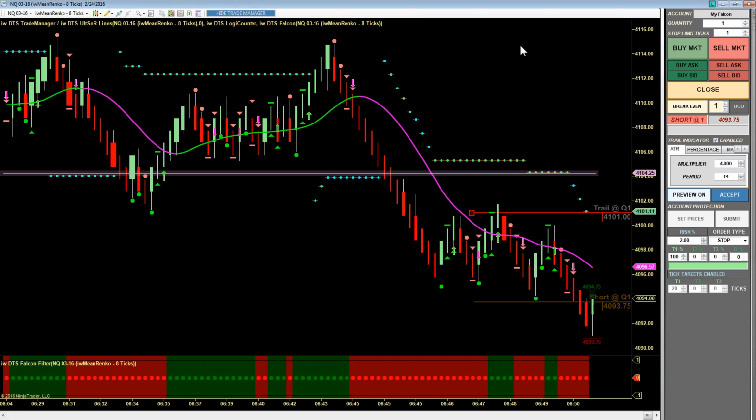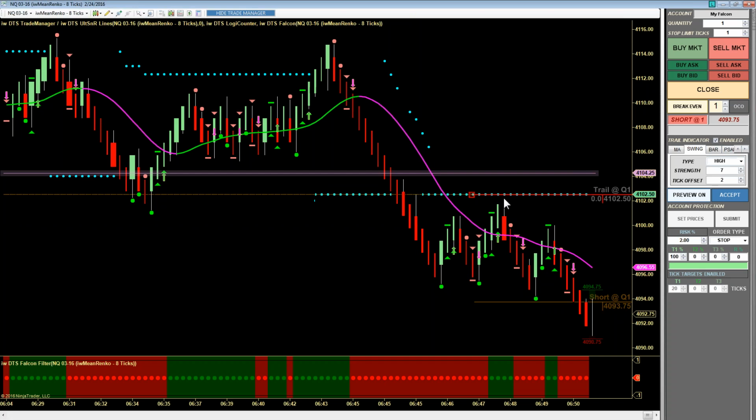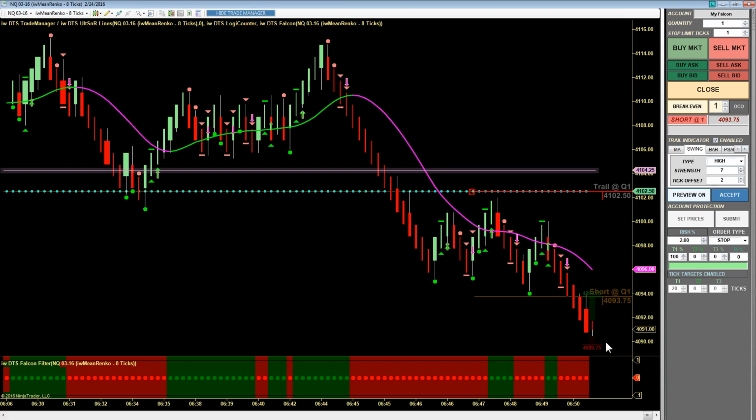So it's looking like the seller's trying to hold the market in control, and in fact, I'm going to give them a little bit more opportunity here. And we're going to go with the swing high-low strategy, just to try to keep it above this swing high. There we go. They're starting to sort things out now.